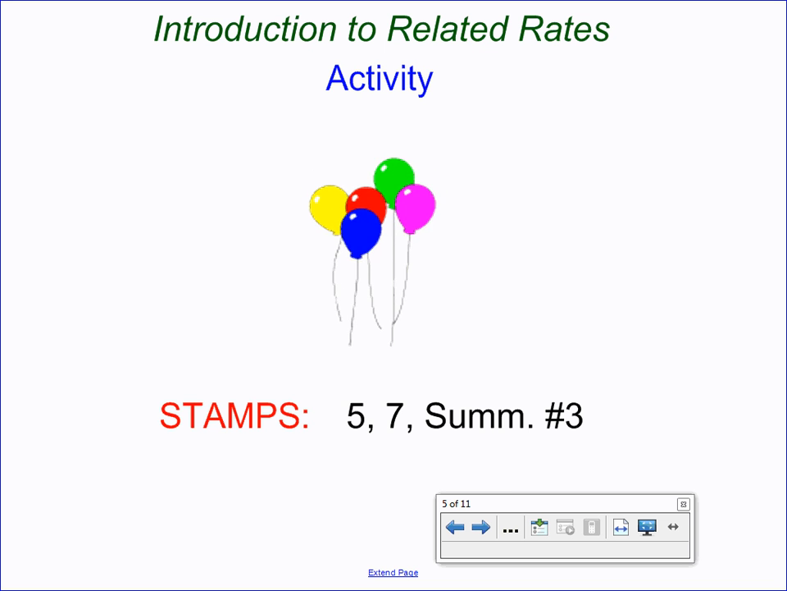In our related rates activity, you can earn stamps on number 5, number 7, and summary number 3. Okay, we're going to come back together for number 4 on the summary after everybody's gotten their number 3 stamp and our closer at the end. So make sure you circle your stamped eligible items, number 5, 7, summary number 3.